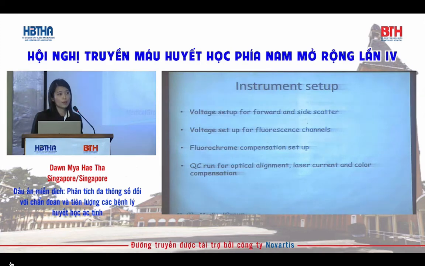So the first important step in flow cytometry is to set up the instrument voltages for forward and side scatter characteristics, as well as for individual fluorescent channels. Of course, a fluorochrome compensation setup has to be done as well to correct the spillover effect of fluorochromes into adjacent channels, and daily QC runs are important for all these settings to be stable over time.